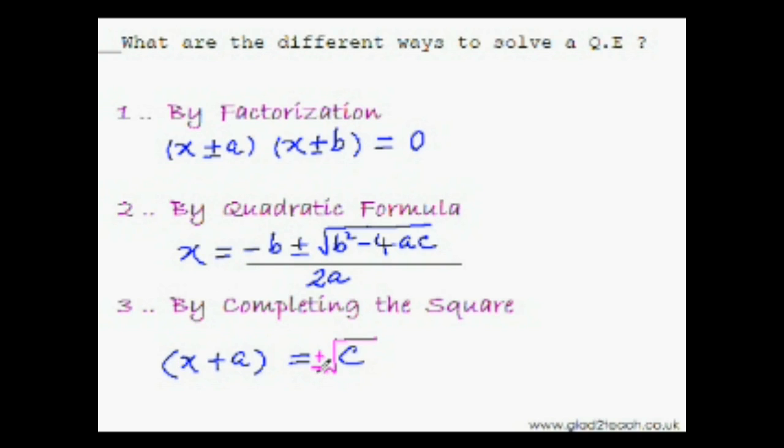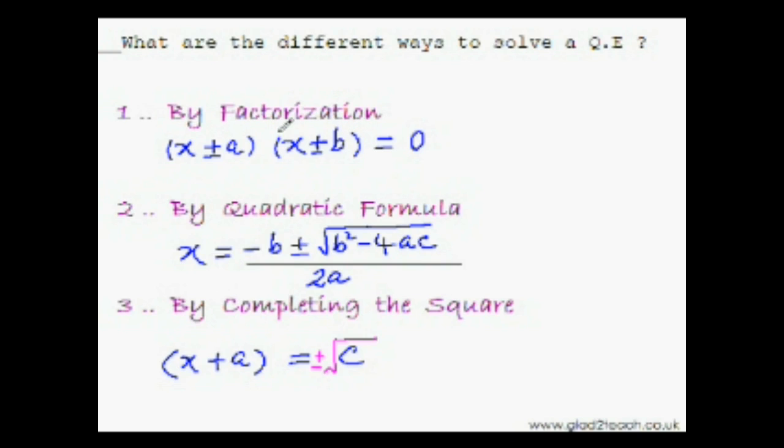Since we have plus minus here, therefore we are going to get two values, that is two roots of the quadratic equation. Now the problem is that every method has its advantages and disadvantages. For example, the factorization method is supposed to be the fastest method of solving a quadratic equation, but it is not able to solve all kinds of quadratic equations.